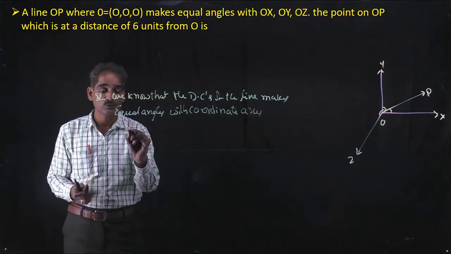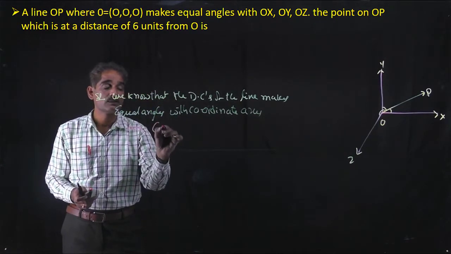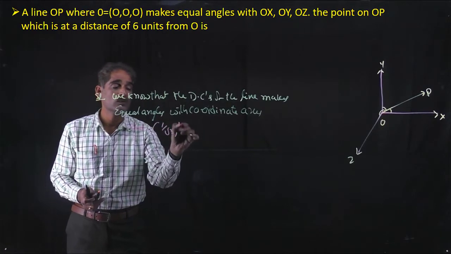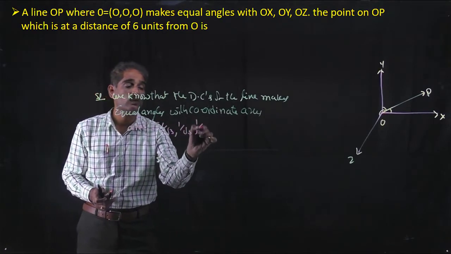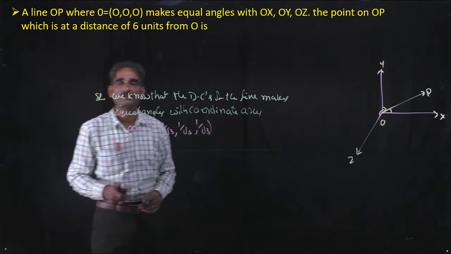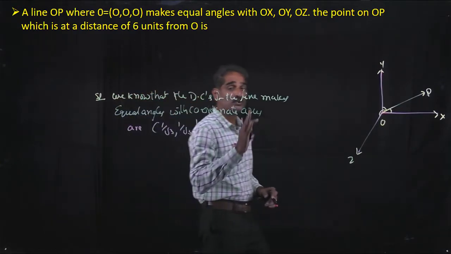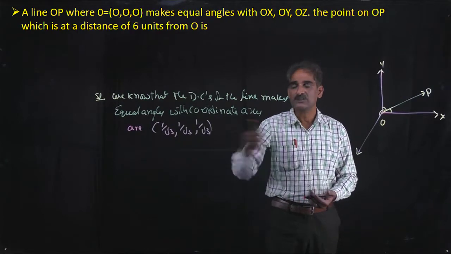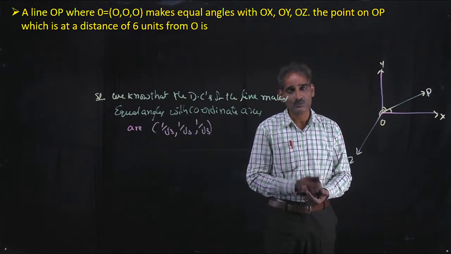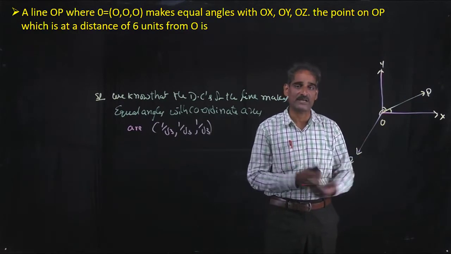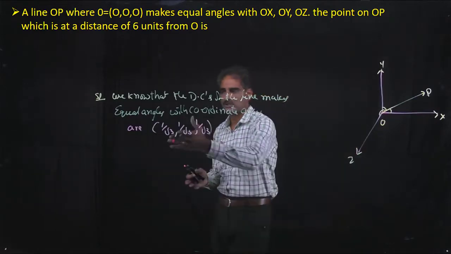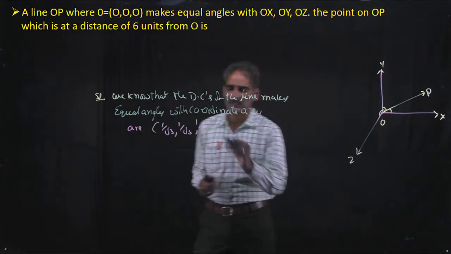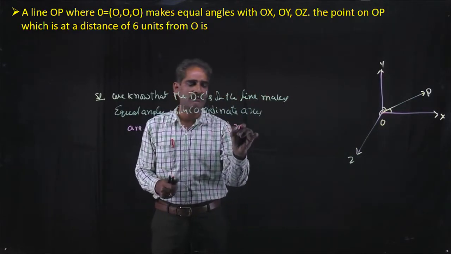Or what about the DCs? 1 by root 3, 1 by root 3, 1 by root 3. There exist 4 lines which are making equal angles with the coordinate axes. These are the DCs of one of the lines which makes equal angles with the positive axes. Just in case of positive axes, these are the DCs. So let us take these to be L, M, N.